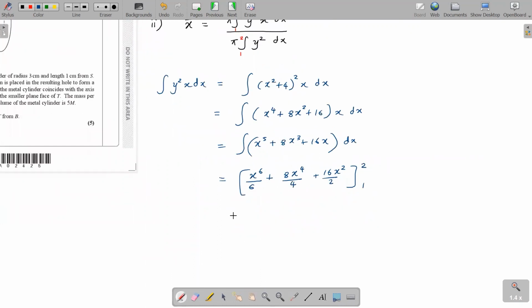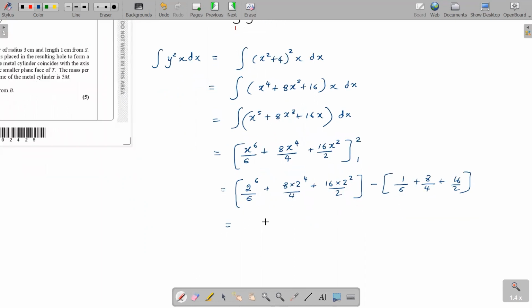So let's input the values. I get here 2 to the power 6 over 6 plus 8 into 2 to the power 4 over 4, plus 16 over 2, we can simplify. And then minus 1 over 6 plus 8 into 1 to the power 4, that's 1, plus 16 over 2, because when you multiply with 1, there's no change. Can I know the value of the first bracket? 220 over 3 minus 61 over 6. And the answer is 129 over 2. Is that clear?